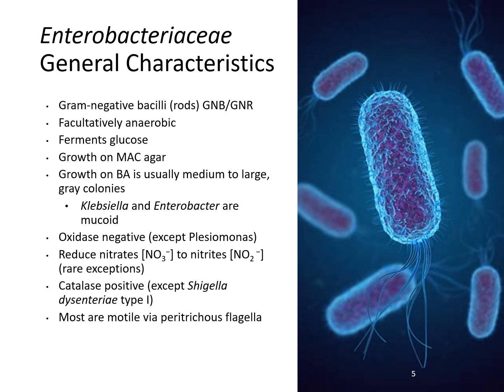All of your Enterobacteriaceae are gram-negative bacilli, and so some people will actually refer to these as gram-negative rods as well. They can grow with or without the presence of oxygen. They all ferment glucose, and they do grow on MacConkey agar as well as blood agar. Their appearance on blood agar is usually a medium to large gray colony. Then you have the genus Klebsiella and Enterobacter that can also have a mucoid look to it. These organisms are all oxidase negative with the exception of Plesiomonas.